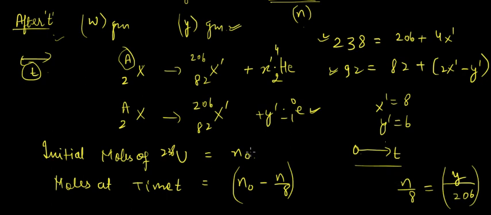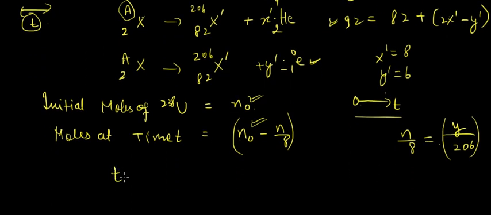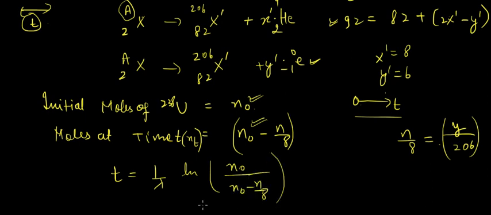We will already be given in the question the value of n naught. Value of n can be calculated from here. So we can calculate time t as 1 upon lambda ln of n naught upon, this is moles after time t, so let's say this is nt, so nt would be equal to n naught minus n by 8. So we can calculate the time t which has elapsed for the disintegration of uranium 238.